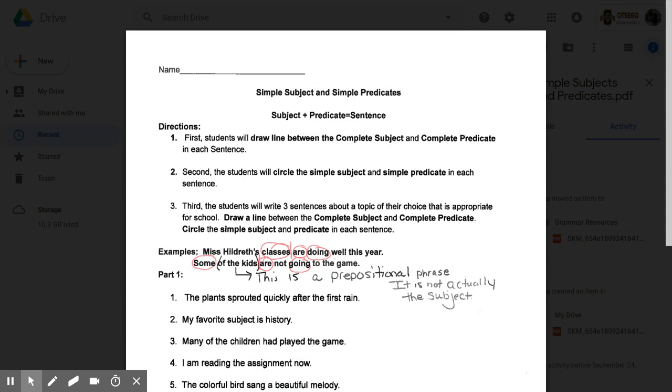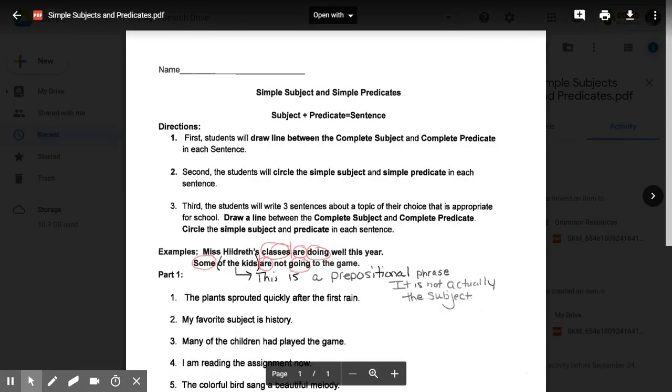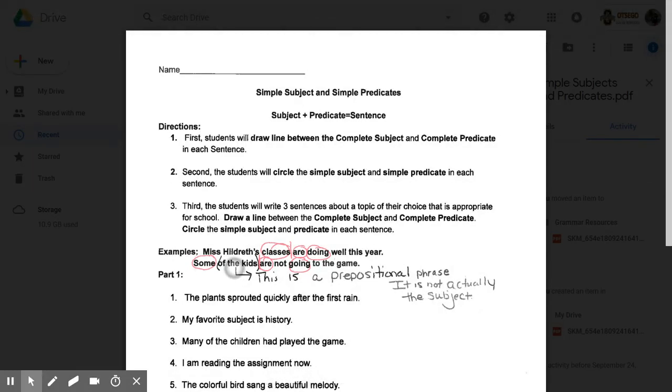you have the preposition of, and then you have a noun that comes after it, like kids, or it can be a pronoun too. So if you read this, of the kids, kids is not actually the subject, because if you cover up of the kids and you read it, some are not going to the game. Some makes sense. Not a lot of detail, but it's still the actual subject. So some is my noun or my subject. Of the kids is just some extra describing words.